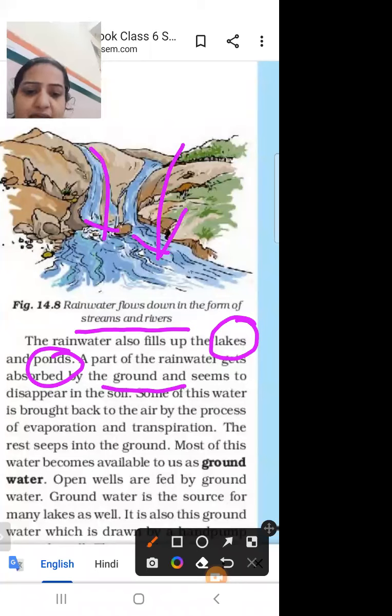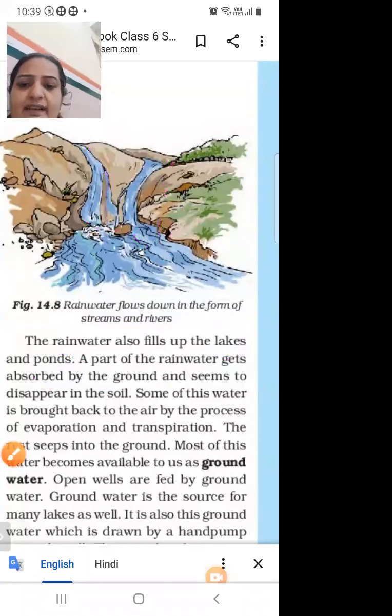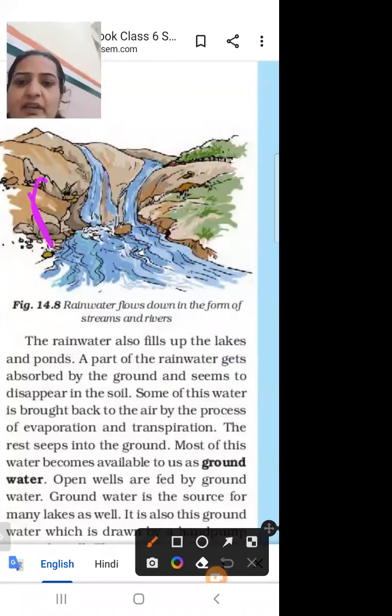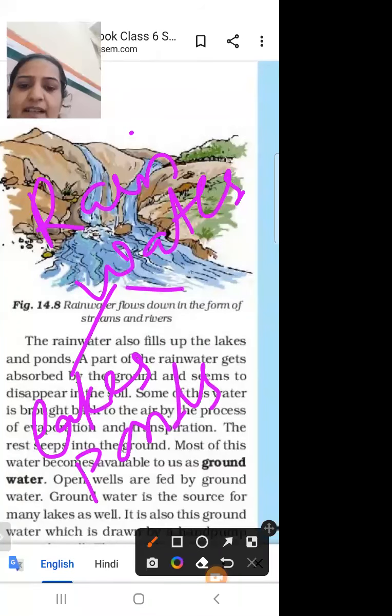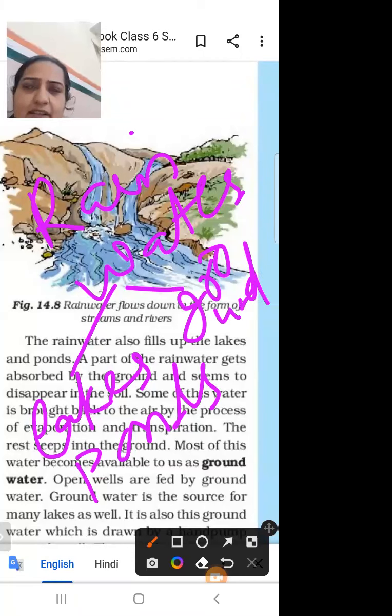So the question is, where does rainwater go? First, in the lakes. Second is ponds. Third is the ground. Fourth, it goes into the rivers. So rainwater goes in the lakes, in the rivers, in the ponds.